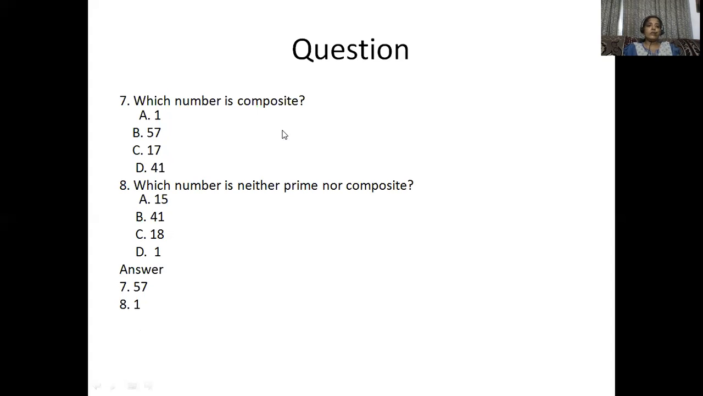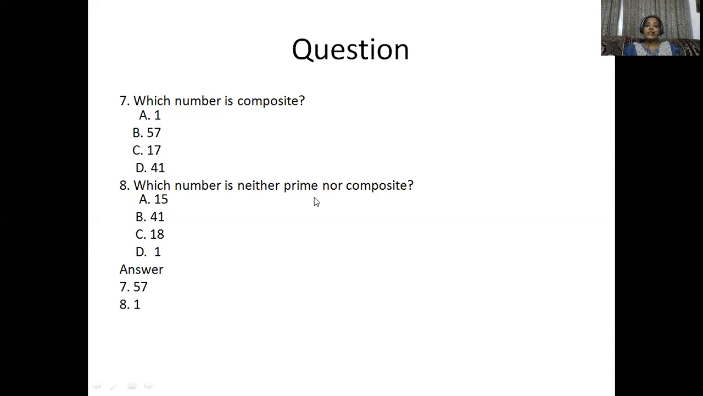The next question, which number is composite? A 1, B 57, C 17, D 41. Which is composite here? 1 is neither prime nor composite. Option C is a prime number. Option D is a prime number. So option B is the only composite number. Right?